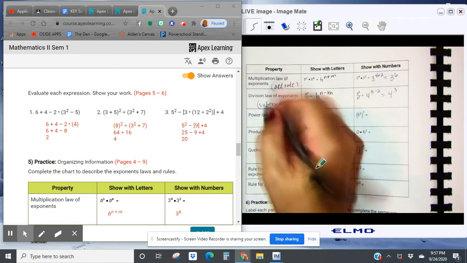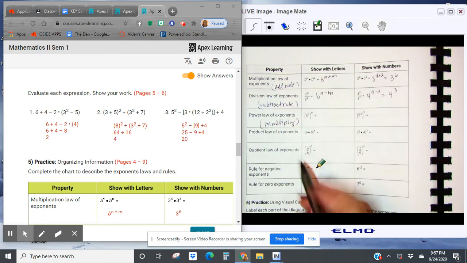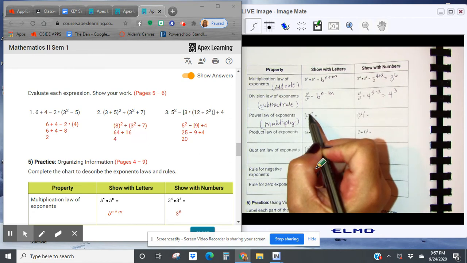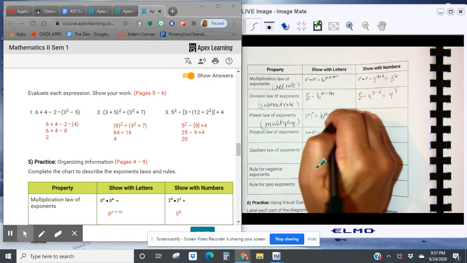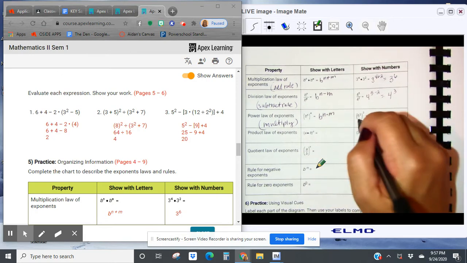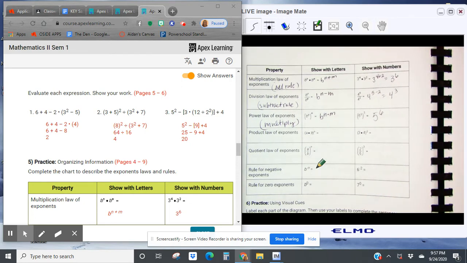Power law of exponents. This is the power to a power or multiply rule. b to the power of n, to the power of m. So b to the n times m becomes 5 to the 2 times 3, or 5 times 6. I'm sorry, 5 to the power of 6.